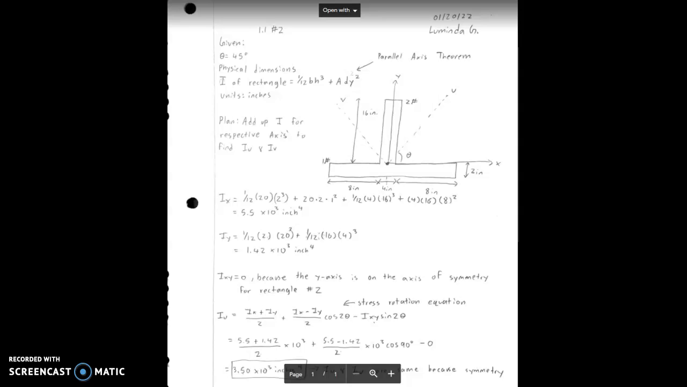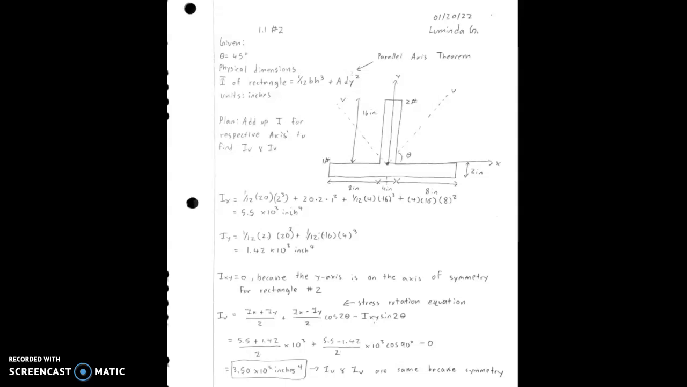I will be doing the 1.1 number 2 for the problem discussions for week 2. I'd also like to apologize for it being late. I totally blanked on this assignment.